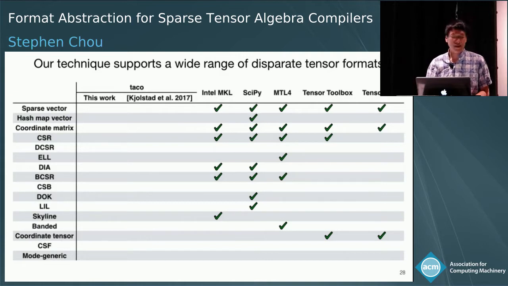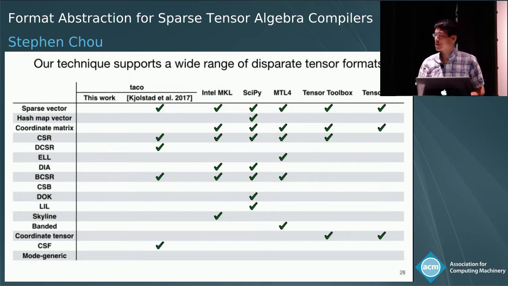And this reflects the fact that it requires a lot of effort to manually implement all the kernels that would be needed to fully support many disparate formats. Now, Taco, without our extension, could instead generate these kernels, but only for what are essentially variants of the CSR format, and not for any format that uses different data structures to store sparse dimensions.